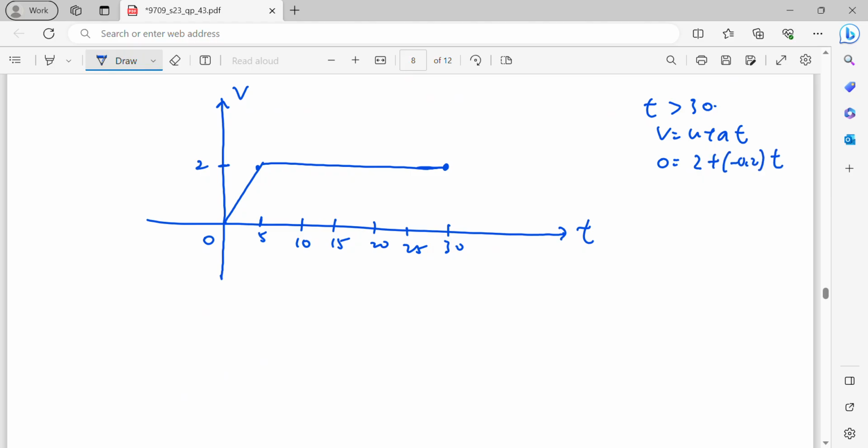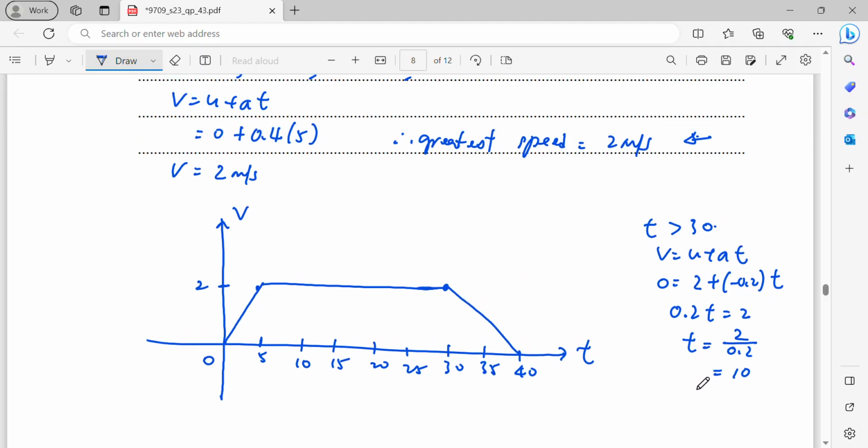Then t is unknown. I need to find how long time when it comes to rest. So from here, 0.2t equals to 2. Therefore, t equals to 2 over 0.2, which is 10. That means 10 seconds after the 30 seconds, it will come to rest. So here will be 35, then this is 40. This will be your graph. Okay, so this is the velocity time graph.